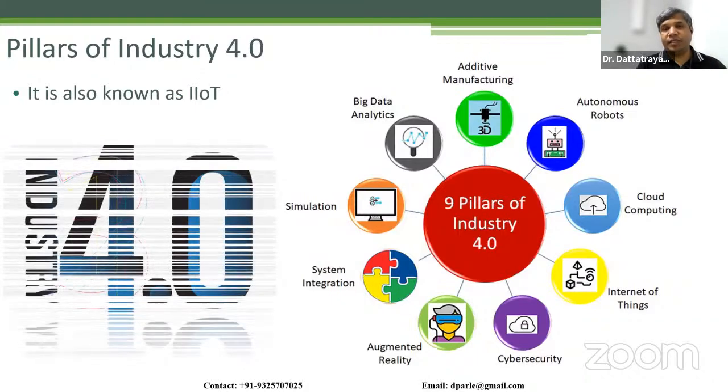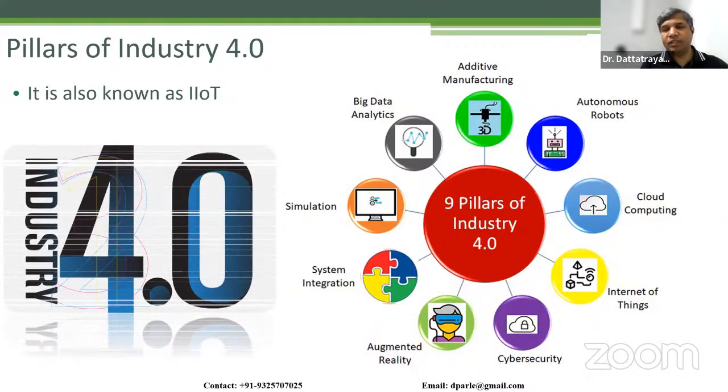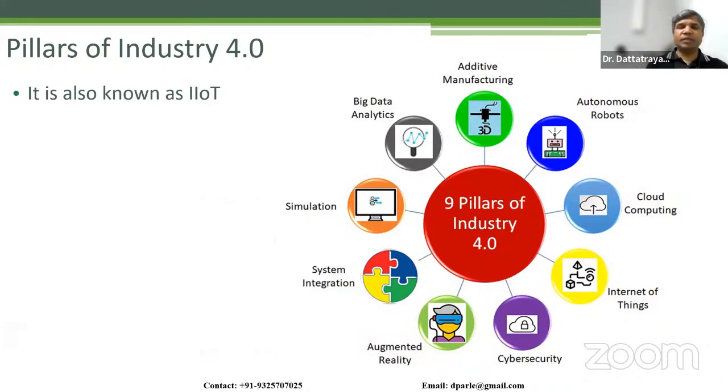So what are the main pillars of Industry 4.0, right? These are typically widely accepted pillars: autonomous robots, cloud computing, Internet of Things, cyber security, augmented reality, virtual reality, system integration, simulation, big data analytics, additive manufacturing, and so on. If you look at these, I have probably worked on most of these pillars, except maybe I have not done much on big data, and some cybersecurity aspects I have not done. But many of these aspects I have been working on all around Industry 4.0.